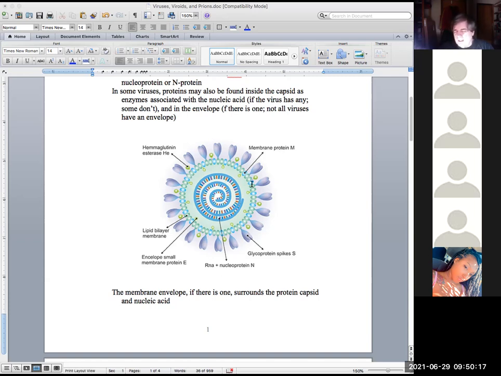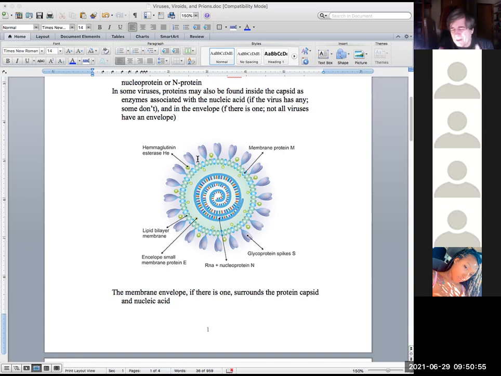Now, stuck in this viral envelope, if we have one, because we don't have to have one, are proteins for the virus. So this big purple structure represents that spike protein that you see whenever you see the pictures of SARS-CoV-2. But there are several other smaller proteins in the area. And there are sometimes some enzymes found in here. Remember that enzymes control metabolic reactions.